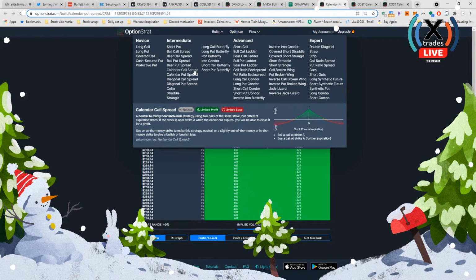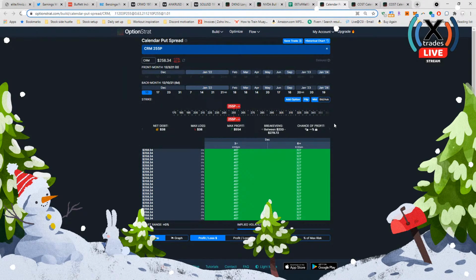A lot of times when you're doing calendars, you're using an at the money strike to make the strategy neutral, or slightly out of the money, giving you a bullish or bearish bias. So you're just selling the short term play and buying the long term play and just letting the options market help you.